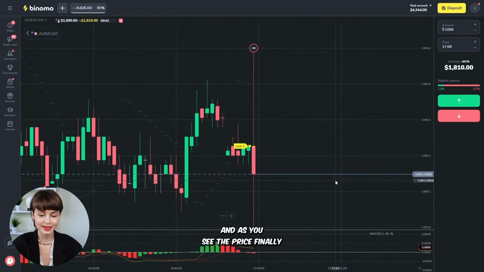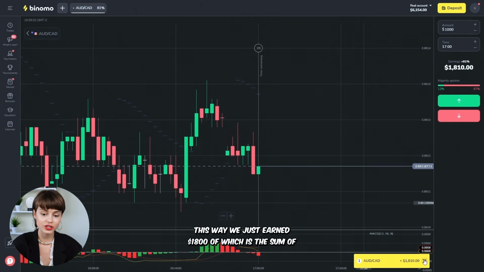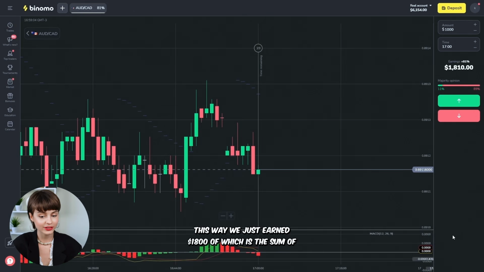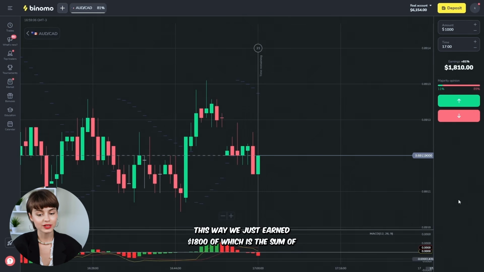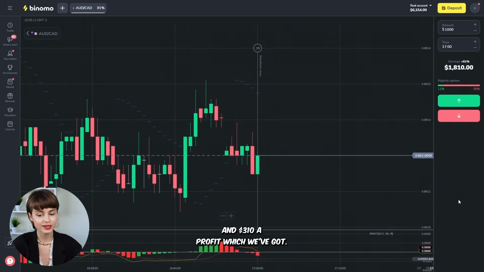And as we see, the price finally moved following the deal's direction. This way we just earned $1,810, $1,500 of which is the sum of the deals which we opened in this case, and $310 a profit which we've got.